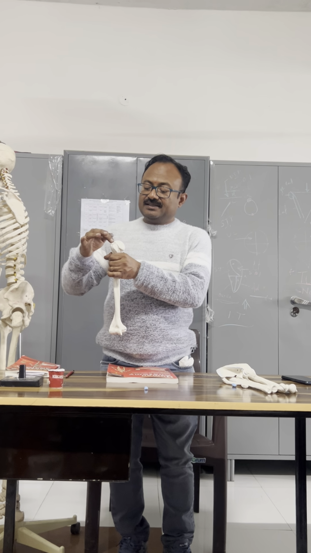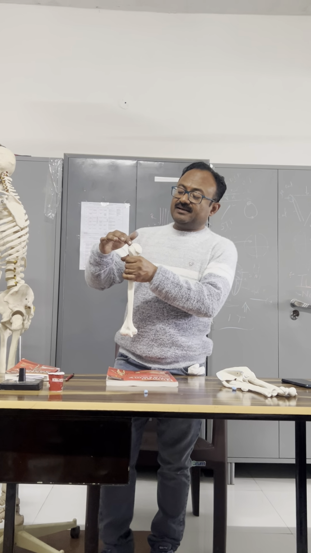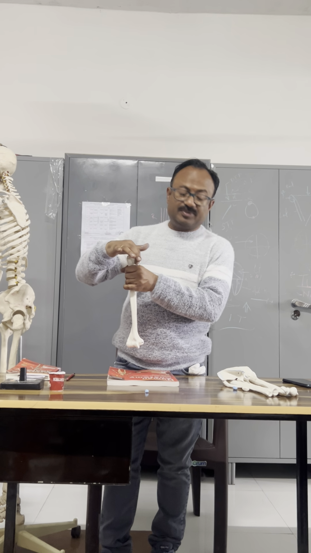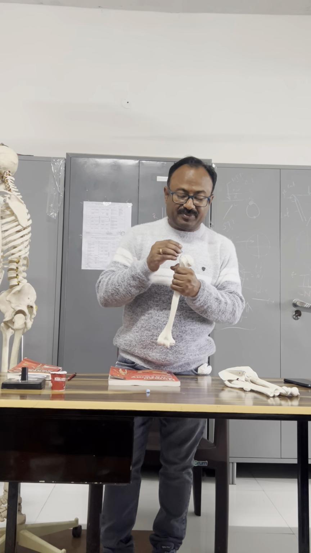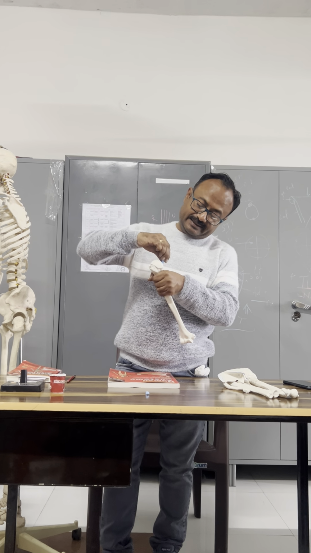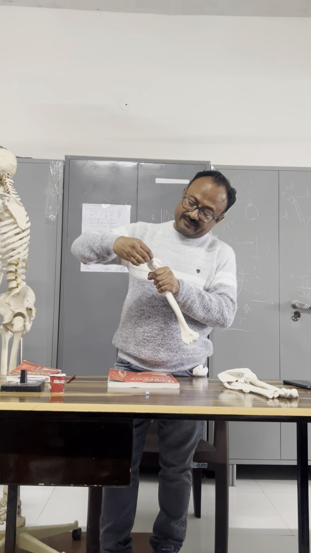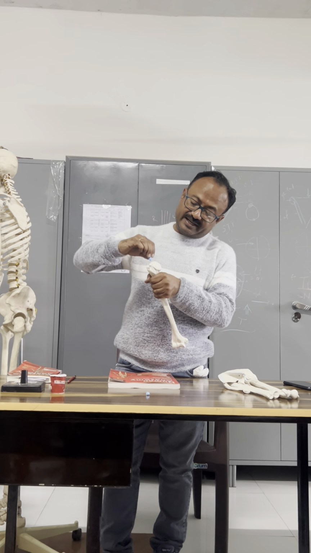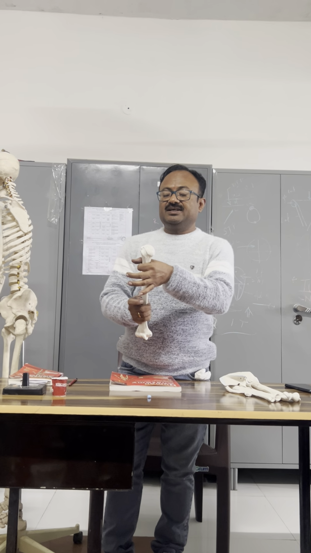The head is separated from the rest of the upper end by a line that is called the anatomical neck. So you will find a line which separates the head from the rest of the upper end, and that is called the anatomical neck.